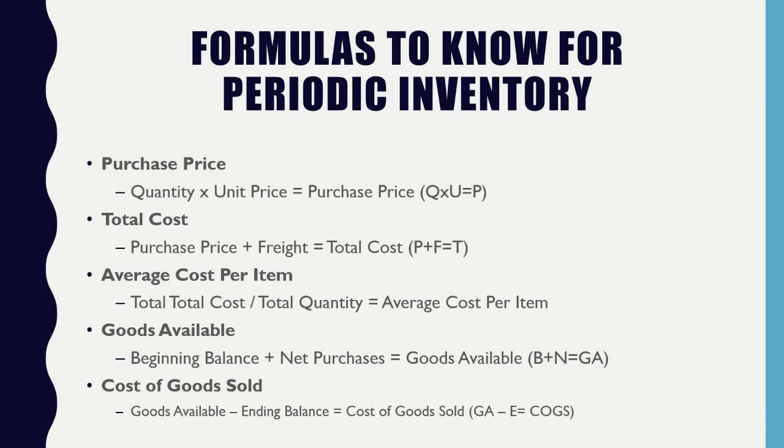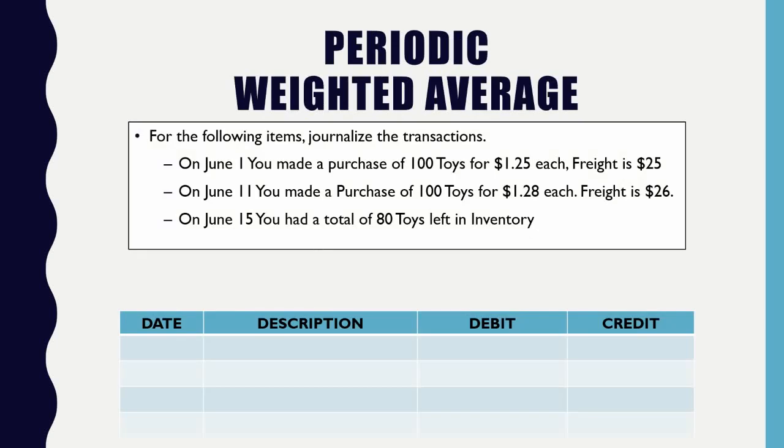And of course, the goods available is going to be the same. It's going to be your beginning balance plus your net purchases. And of course, your cost of goods sold can be either that or your goods available minus your ending balance. So everything is the same except for your average cost per item.